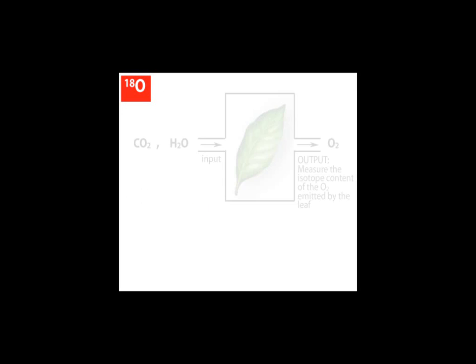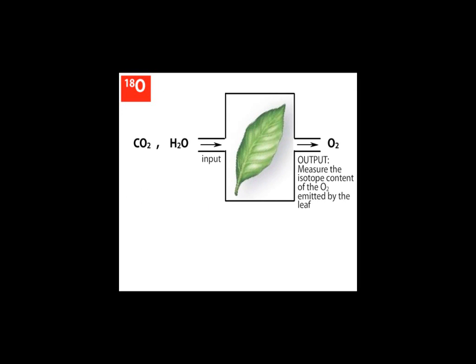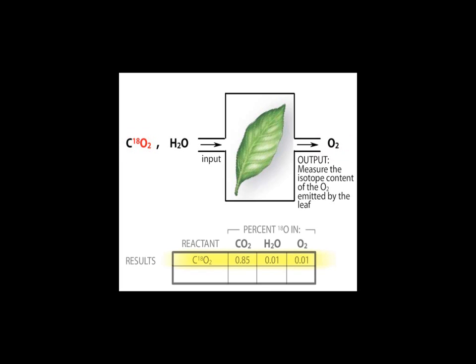Let's begin by labeling the carbon dioxide reactant with the oxygen-18 isotope. Our data will consist of the O18-O16 isotope ratio measured in the evolved oxygen as compared to the starting ratio in the CO2 reactant and unlabeled H2O. Note that not all of the CO2 will contain the heavy isotope.